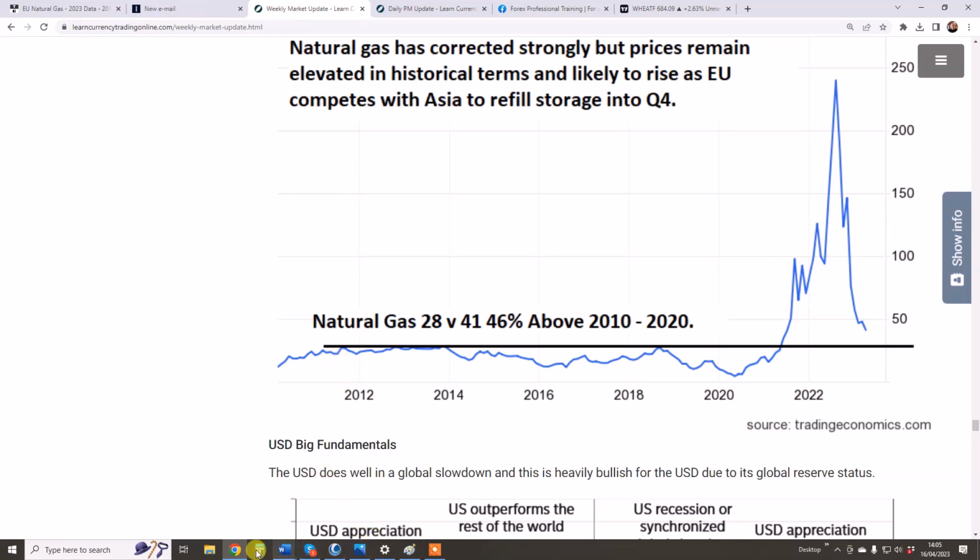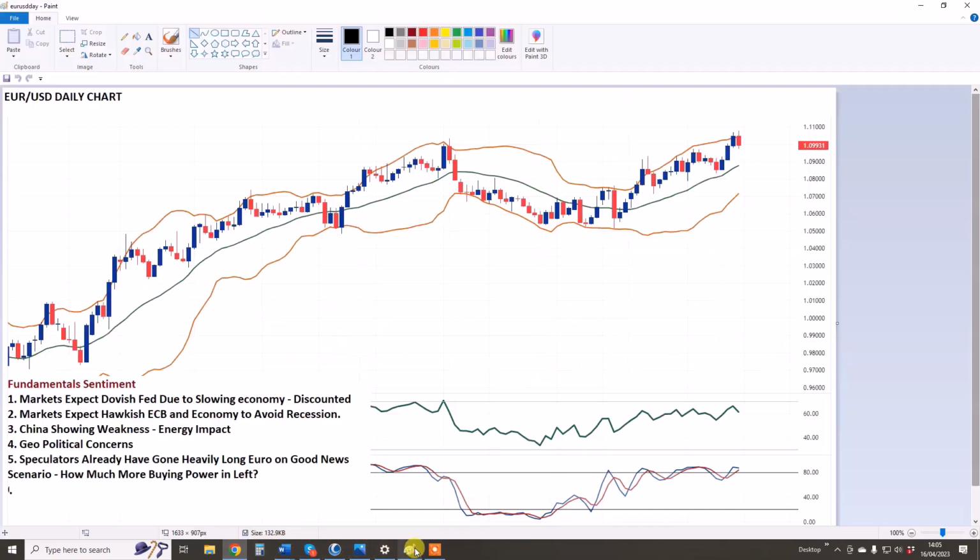Let me just go back to my chart. Where has it gone? Here it is. Right, in terms of point number 3, China showing weakness. It's a major export market for the zone and Germany in particular. A lot of optimism about big Chinese recovery after the COVID restrictions were lifted. You did see initial surge in economic activity. Now data is disappointing. There's going to be no big recovery in China. In our view, that is bearish for the euro.